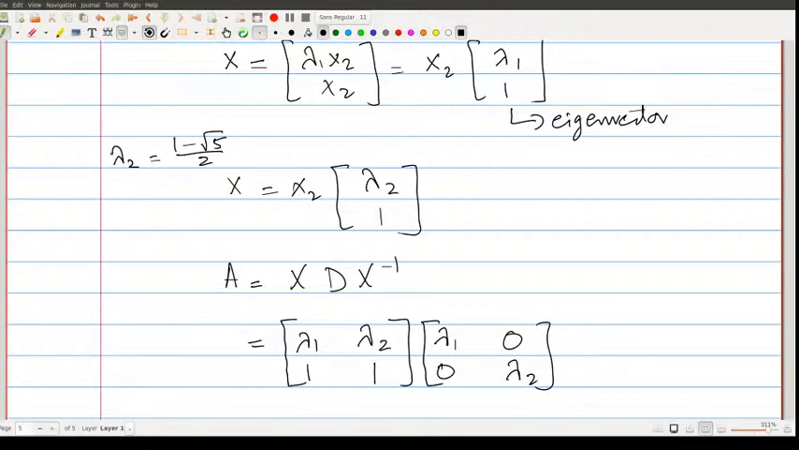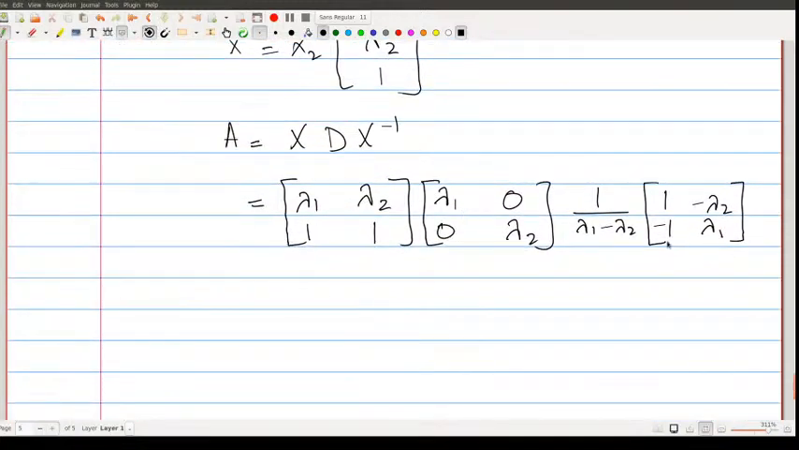And then the inverse of this matrix. Let's try to find the inverse of this matrix. What's the determinant going to be? The determinant will be just lambda 1 minus lambda 2. So 1 over lambda 1 minus lambda 2, and then this will just be (1, negative lambda 2; negative 1, lambda 1). So this is just X D X inverse. I'm not going to simplify this, just leave it just like that.